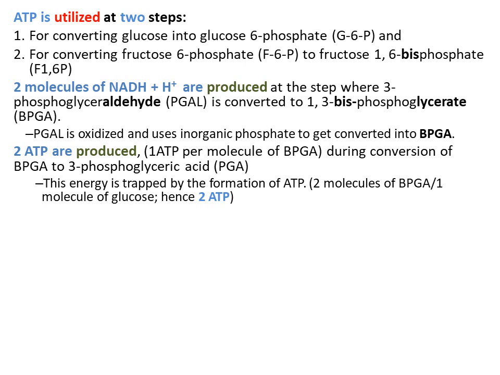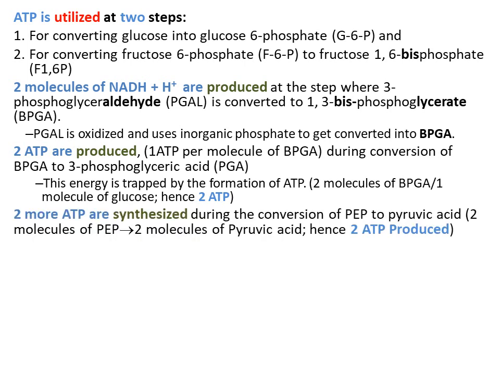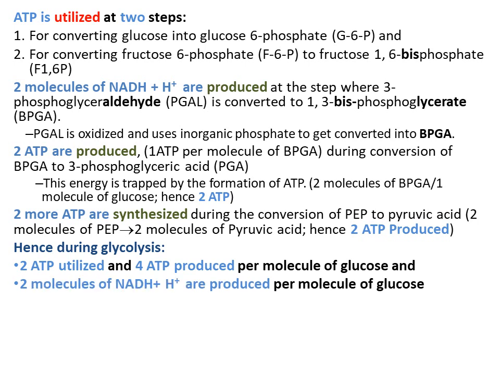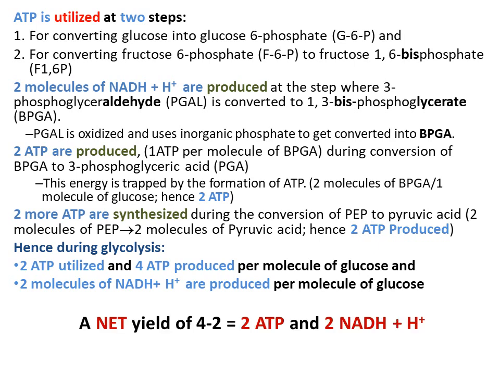Then 2 ATPs are produced, 1 ATP per molecule of BPGA, during conversion of BPGA to 3-phosphoglyceric acid. This energy is trapped in the form of 2 ATPs. Again 2 ATPs are synthesized during conversion of phosphoenol pyruvate to pyruvic acid in the last step. Hence, we can see that during glycolysis, 2 ATPs are utilized and 4 ATP are produced for each molecule of glucose. In addition, 2 molecules of NADH are produced per molecule of glucose.